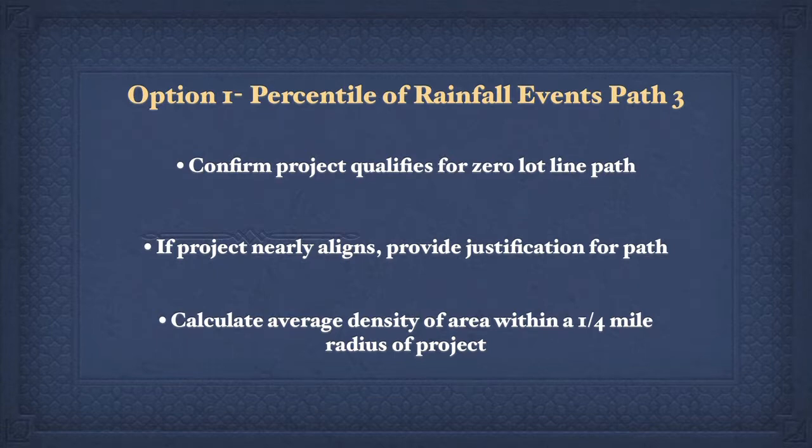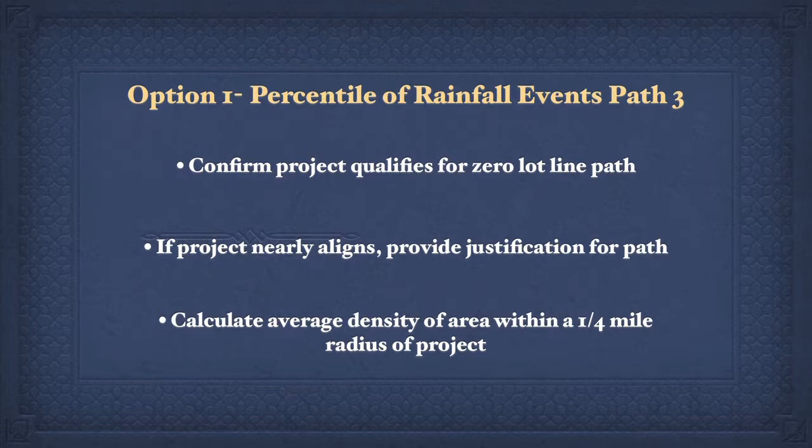There are three main steps to achieve compliance under Path 3. First, confirm that the project qualifies for the zero lot line path. The typical zero lot line project is an urban site for which the building footprint aligns with the site limits and the LEED project boundary. If the project does not exactly align, but nearly aligns, provide justification for why the project qualifies for the zero lot line path. If it does not meet this condition, it is ineligible for this path.